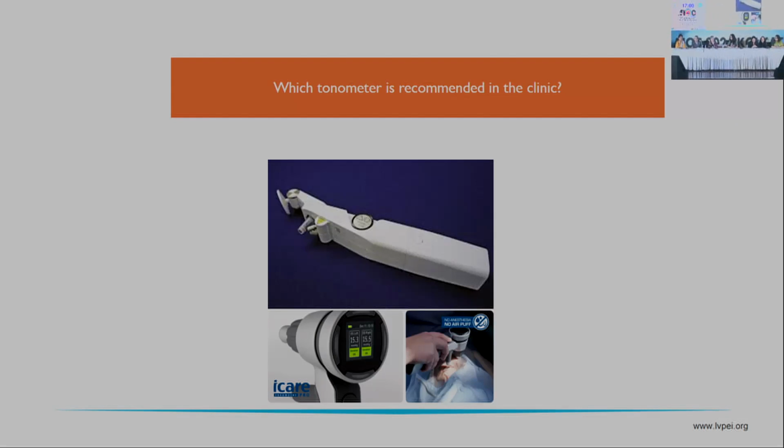As long as they come within the normal range, I think it's okay. But otherwise, I would depend on the Perkins or the GAT readings more than the eye care.